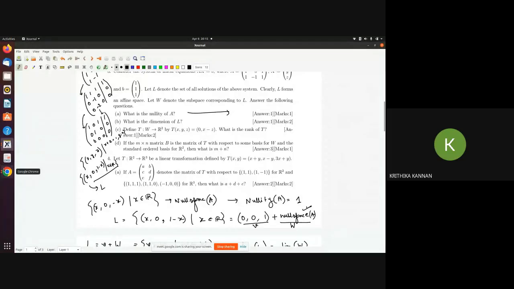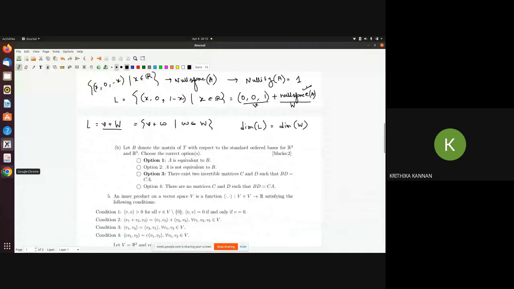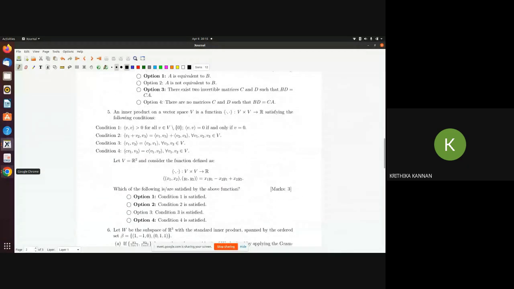The inner product question, in the answer key, it gave that condition 1 is also satisfied. I'm not understanding how. Condition 1, right. So if I replace both by x1, x2, what is the inner product? You get x1 squared minus x1 x2 minus x1 x2 plus x2 squared. Correct, this is what I am getting.